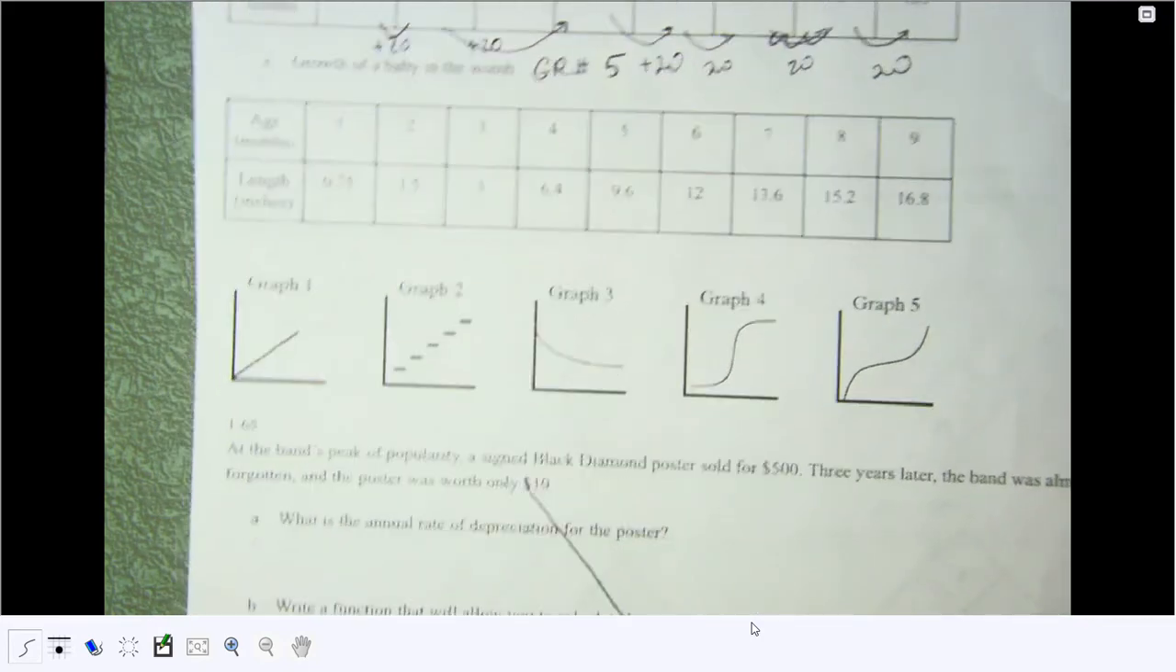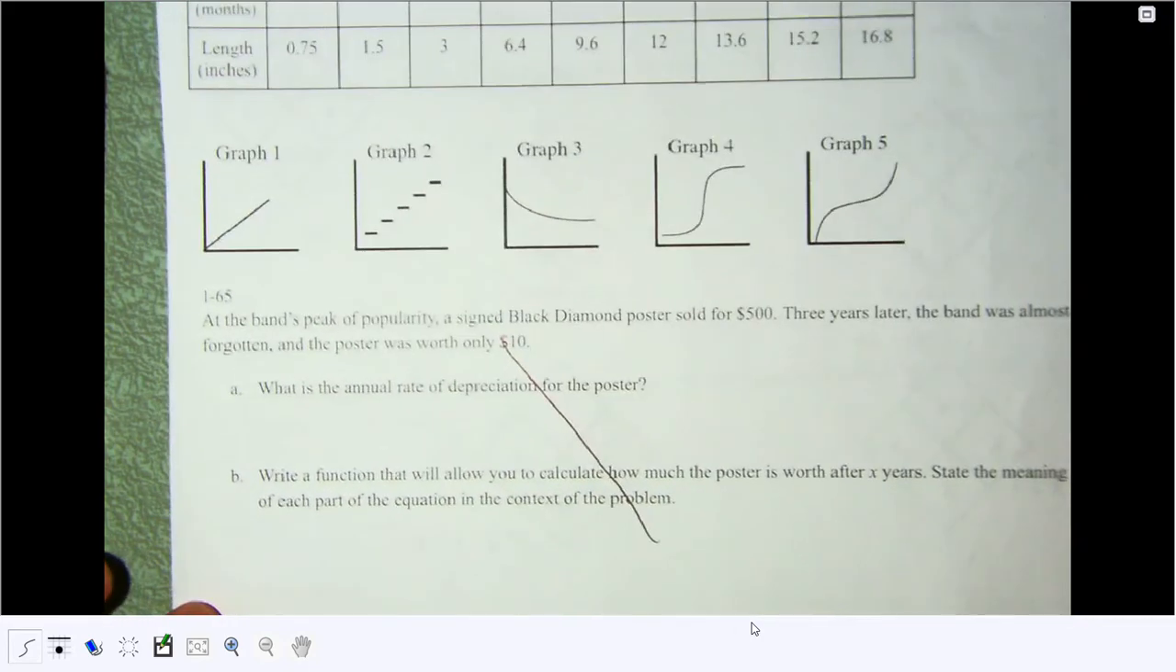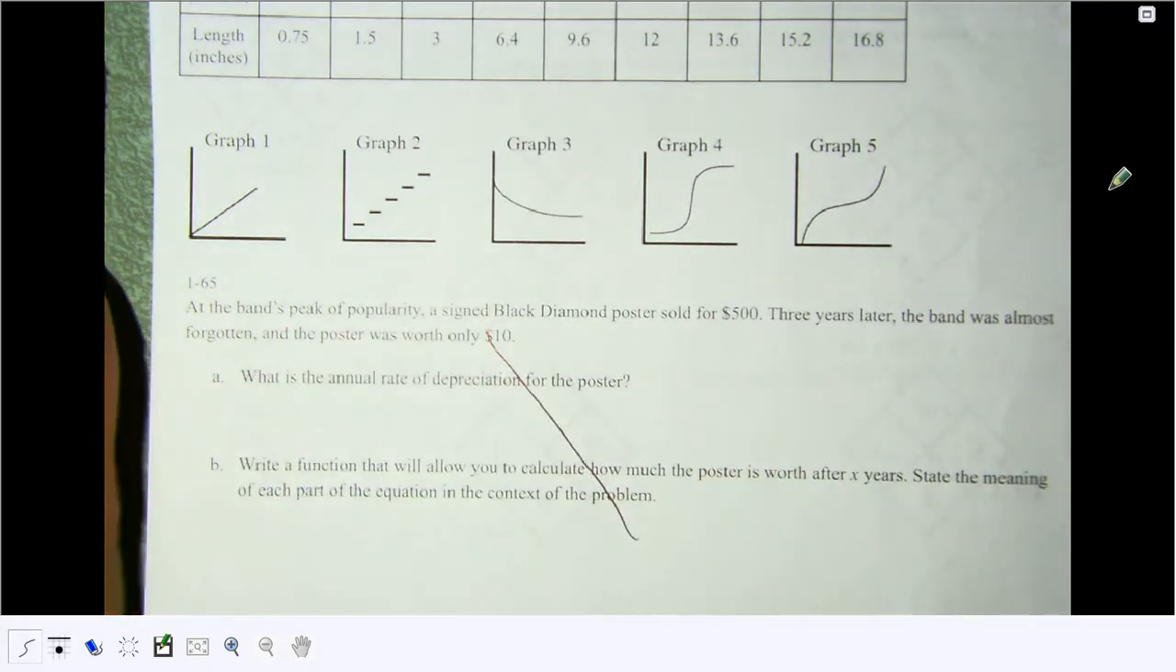And then the last problem, again, I ask you not to do. It's homework number 6.